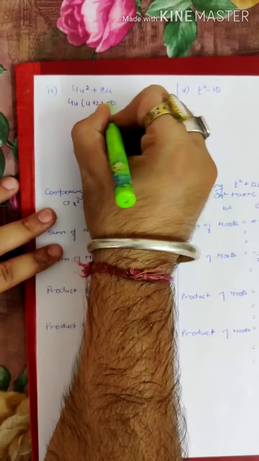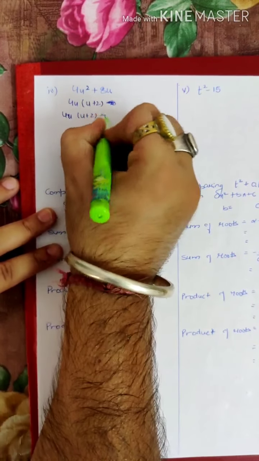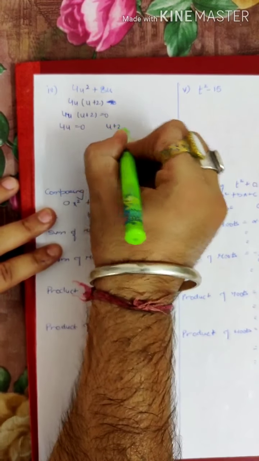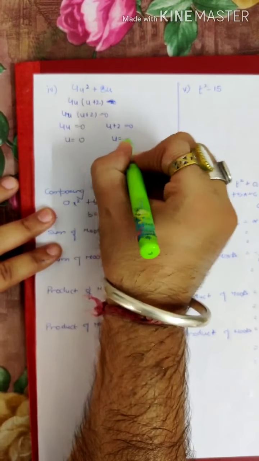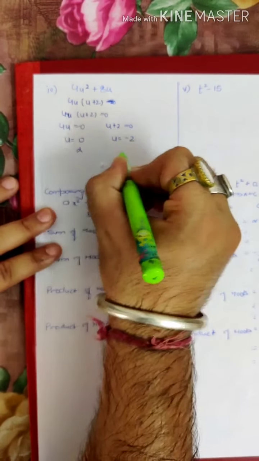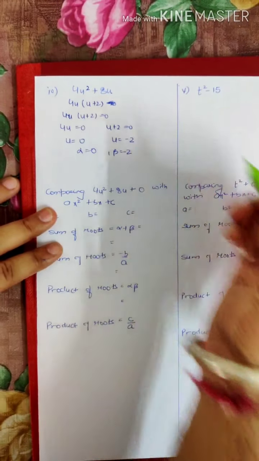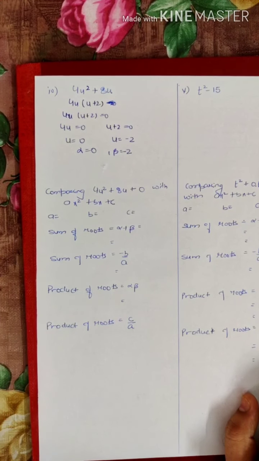If you put both the factors equal to 0, either 4u will be equal to 0 or u plus 2 will be equal to 0. From here you'll get u as 0 and u as -2. Let us say alpha is 0 and beta is -2. Now as we have calculated the roots, we need to verify them with the help of the coefficients.